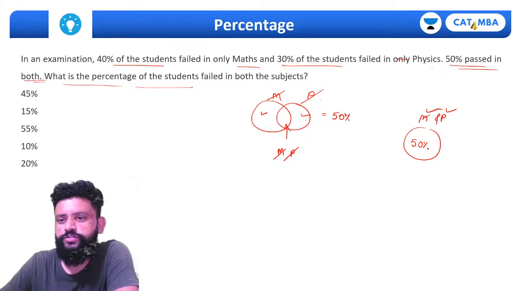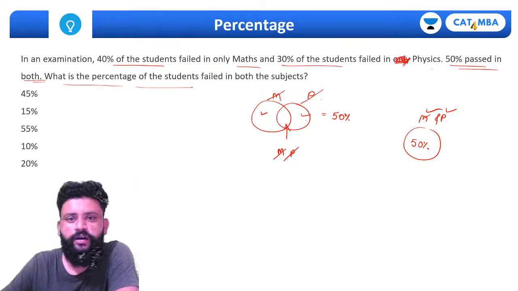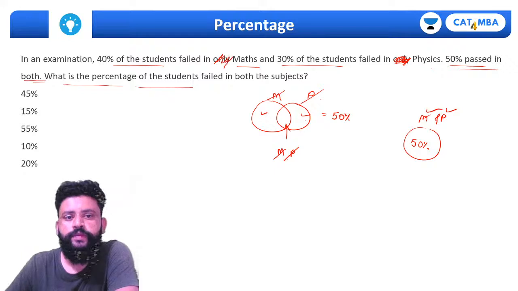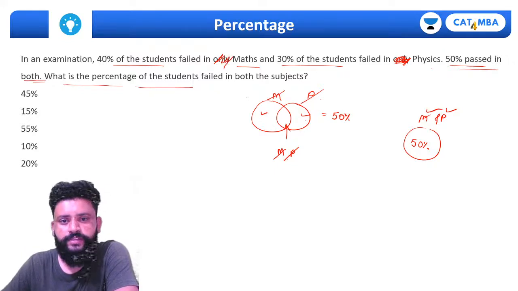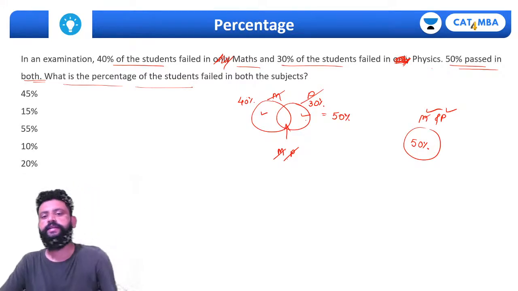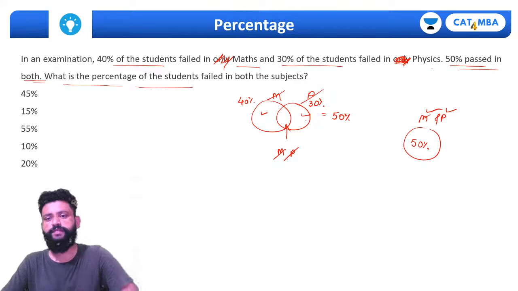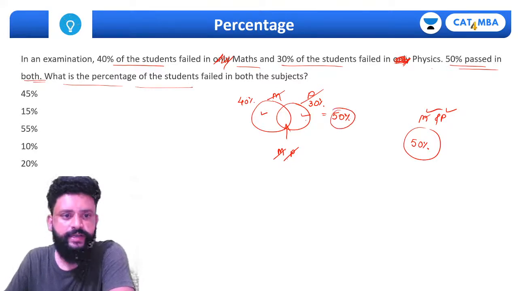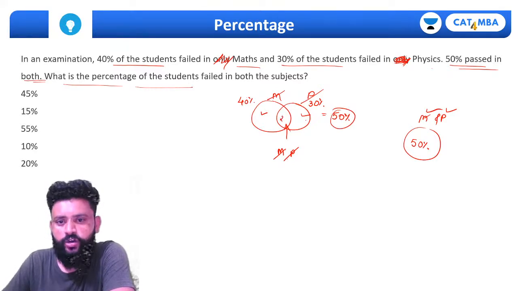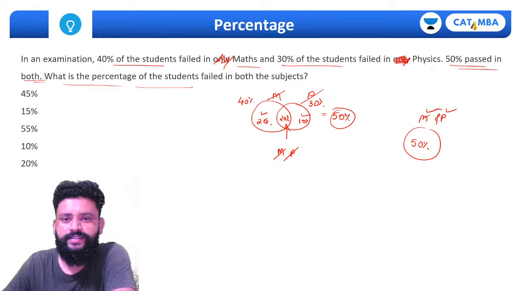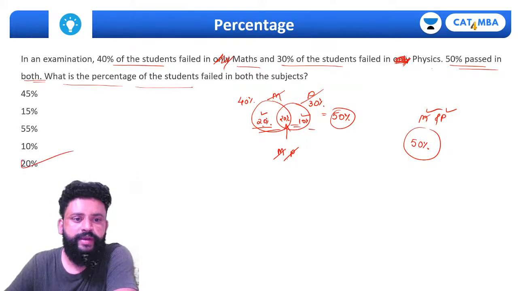So again we have to remove this only word from here. Yes, that's a typo. So this should be 40%. This is 30%. So 40 plus 30 is how much? 40 plus 30 is 70%. 70%, but actually this is 50%. So here the common part should be 20%. This will be 10%, and this will be 20%. So that this comes out to be 50% in total. So the answer will be 20%.